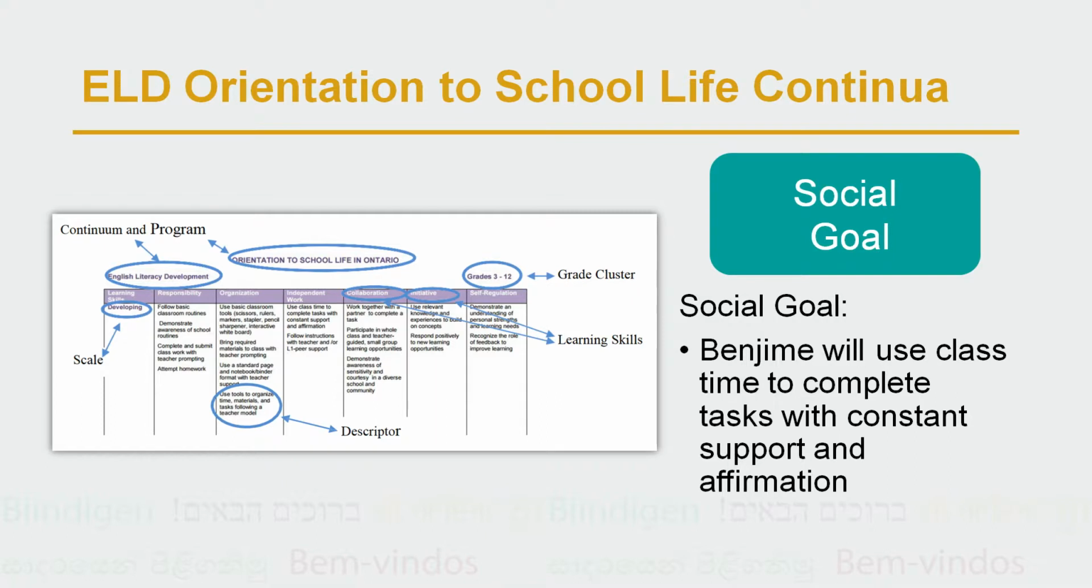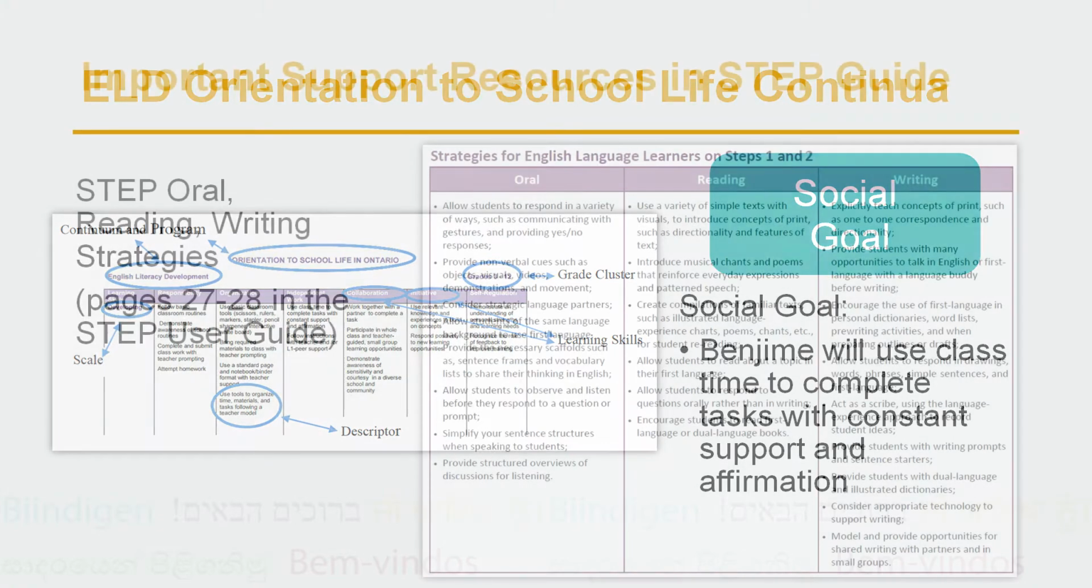It is also important for Benjamie to have a social goal in place. The ELD Orientation to School Life Continua is a useful resource to refer to for this. The teacher should look at where Benjamie is on the continua and what he is working toward. In this case, Benjamie will be working toward using class time to complete tasks with constant support and affirmation. This will help Benjamie to take risks and become a more independent learner.